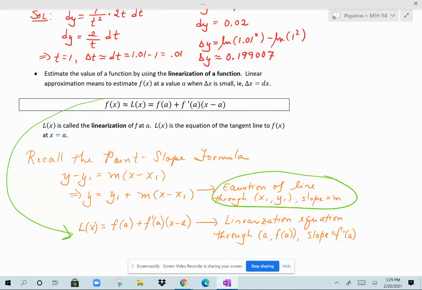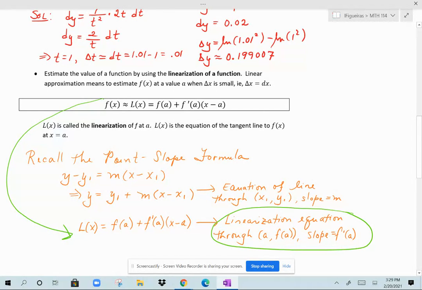And we know that represents the linearization equation through some point, and this time my point is called a, f of a, so here's your a, and here's your f of a, with a slope of f prime. So if you look at the line above, f of a is my y value, f prime is my slope, and x minus x sub 1 is just x minus a, so my x value is a. So they are actually the same equation, we're just using different notation.